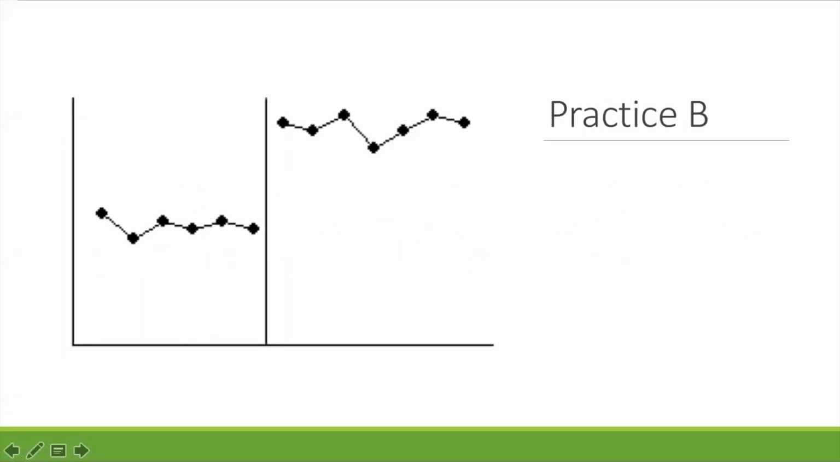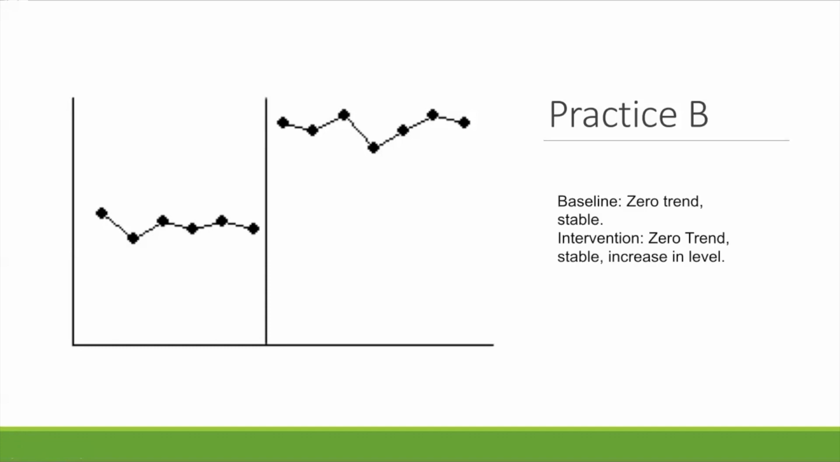Here's our second example graph. Take a few minutes to look over it as we discuss some questions you should be thinking about. For this one, do you see an upward or downward trend? Is the data stable or variable? Is there a trend line? What's the level for this graph? And was the intervention effective?